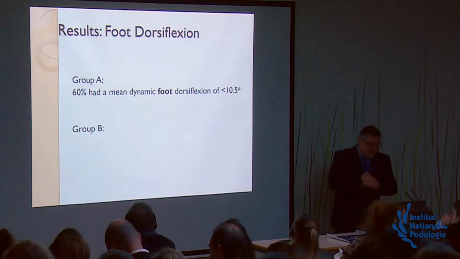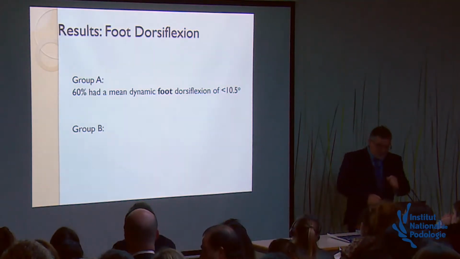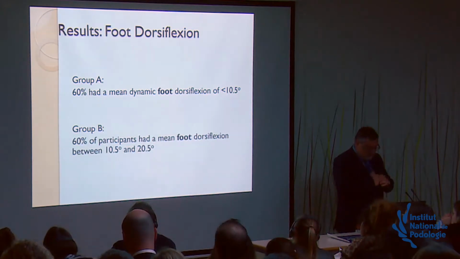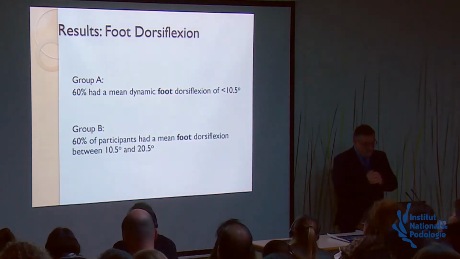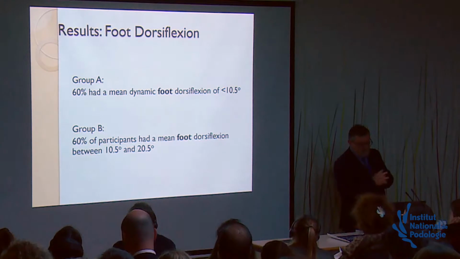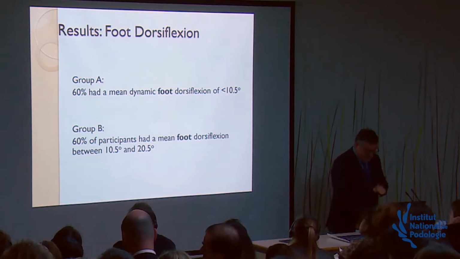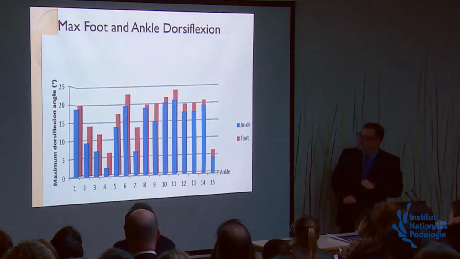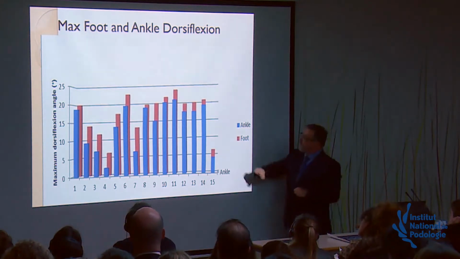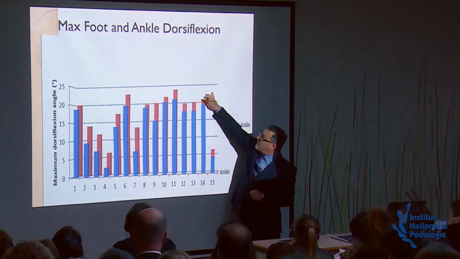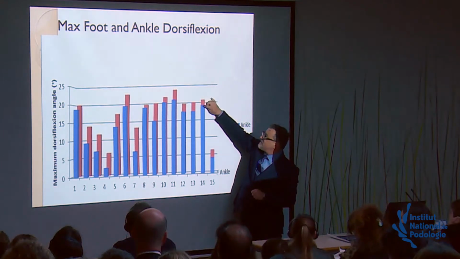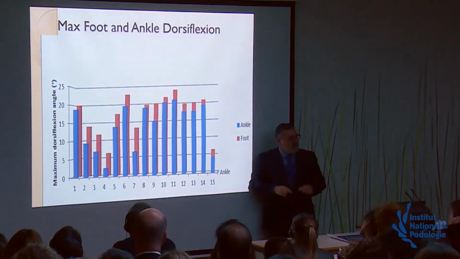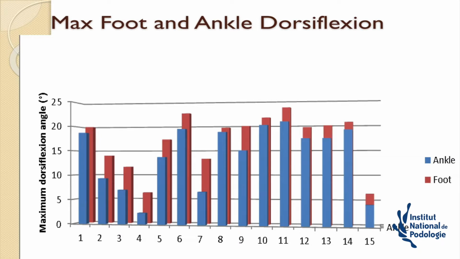Okay, with foot dorsiflexion, in group A, 60% had a mean dynamic foot dorsiflexion of less than 10 degrees, and in group B, 60% of participants had a mean foot dorsiflexion between 10 and 20 degrees. And as you can see, obviously, always, the foot dorsiflexion is greater than ankle dorsiflexion because of the movement coming in from the metatarsal joint.